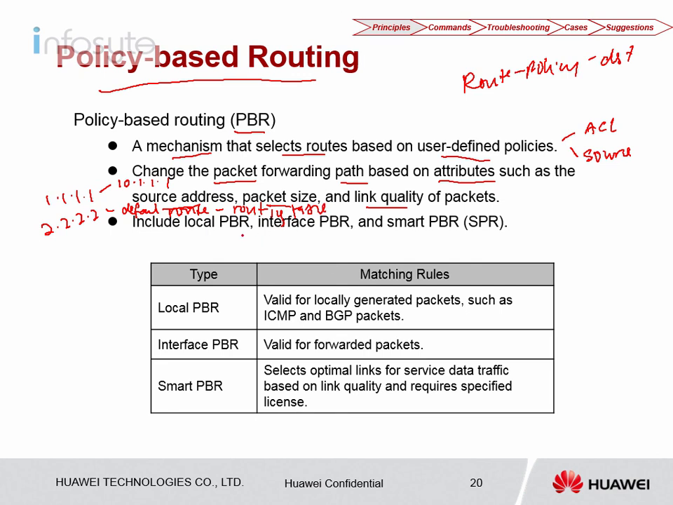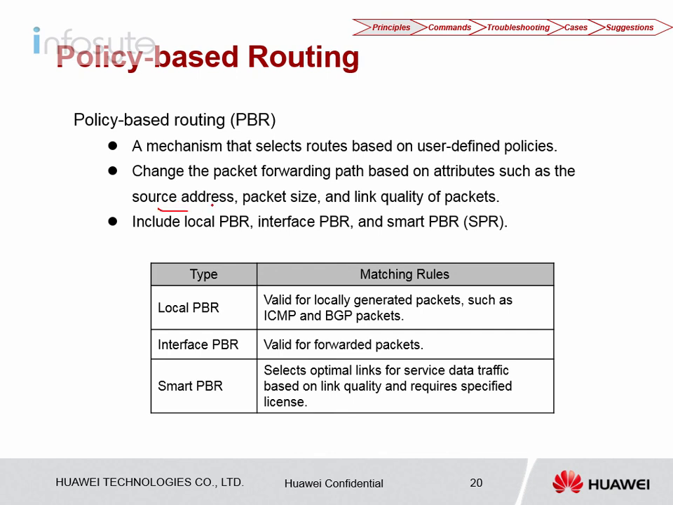So here we have the policy-based route. It can be based on the source, it can be based on the size, or it can even be based on the link quality of the packet. Now there are three types of policy-based route. First, we have local PBR. It means that the packet must be generated locally. Assuming that I have three routers here, and this is the router that actually generates the packet. If I have a packet that is generated locally, then I can use local PBR.